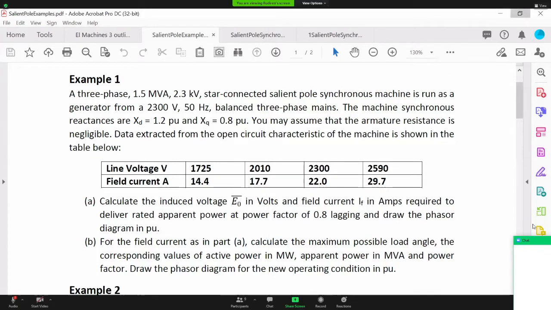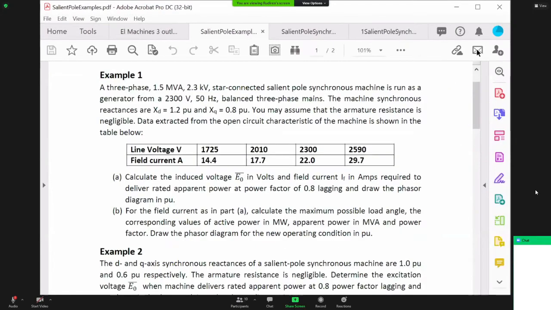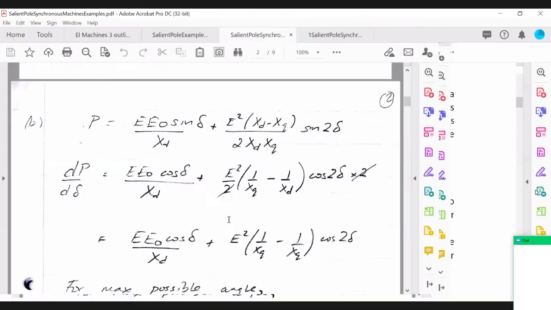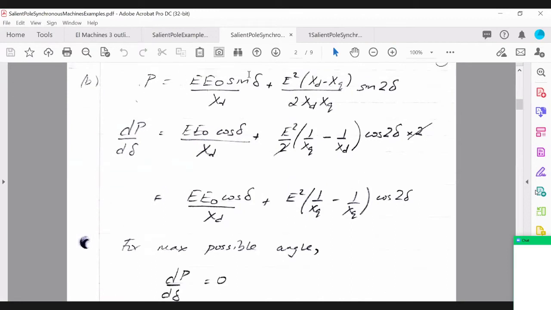This will require a bit of calculation, so let's start with this section. We start with the equation for the total power, and if we want to find the maximum angle, what we do is differentiate the equation for power with respect to delta. The sine delta will become cos delta, and here you have sine 2 delta, it will become cos 2 delta multiplied by 2.